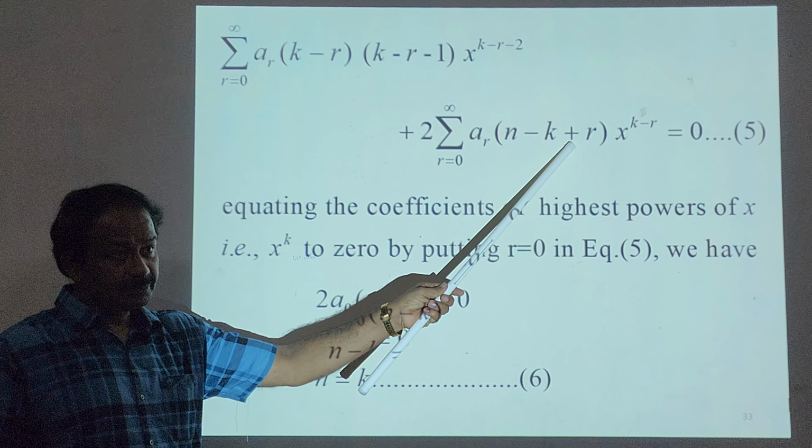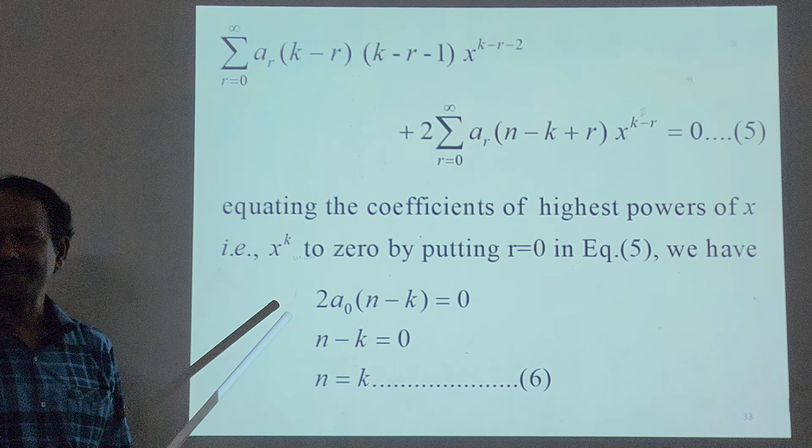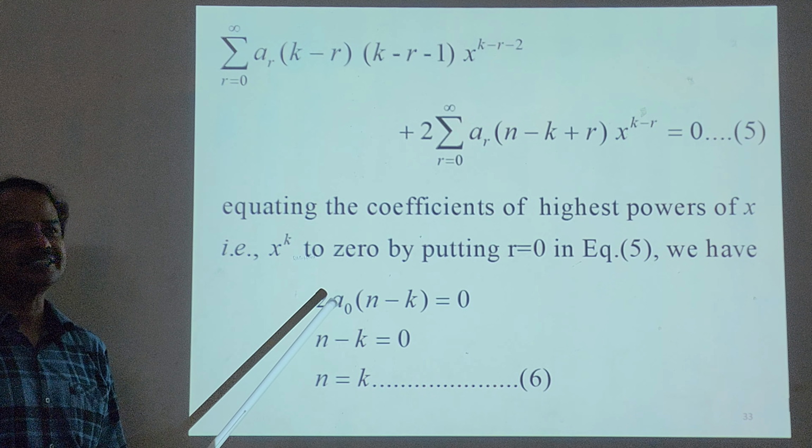Now 2a naught n minus k equals 0. Okay, now possibility is there. One possibility 2a naught equals 0 or n minus k equals 0. There are two possibilities. Now when you are going to go with 2a naught equals 0, 2 cannot be equal to 0, the possibility is a naught equals 0. The first term a naught cannot be equal to 0.